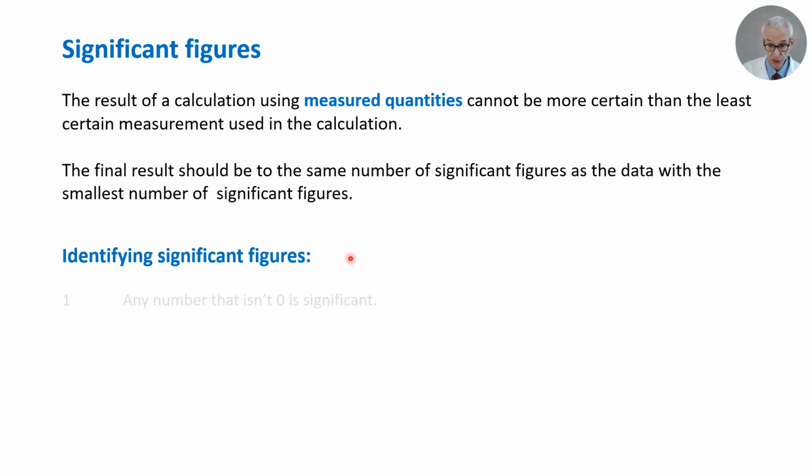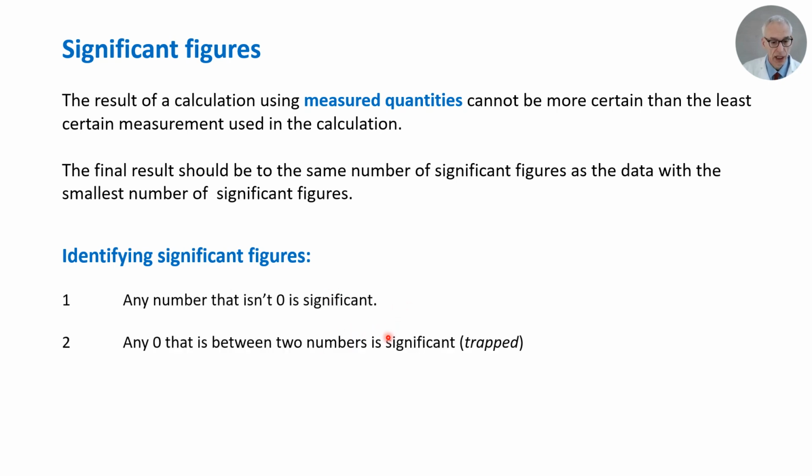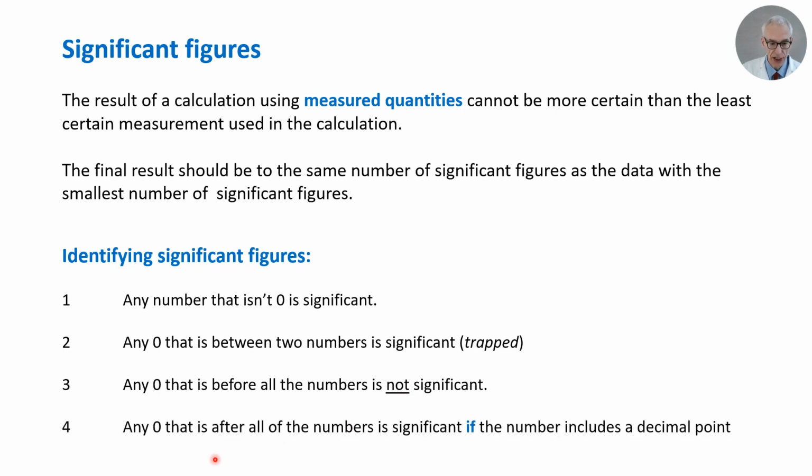There are a few rules. Any number that isn't 0 is significant. Any 0 that is between two numbers is significant. We refer to that, or I will, as a trapped 0. Any 0 that is before all the numbers is not significant. But any 0 that is after all of the numbers is significant if the number includes a decimal place. In the absence of a decimal place, those zeros after all of the numbers are not significant.